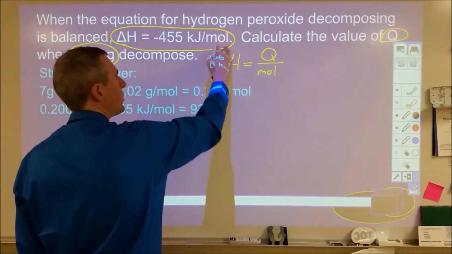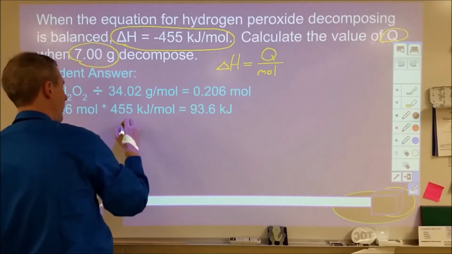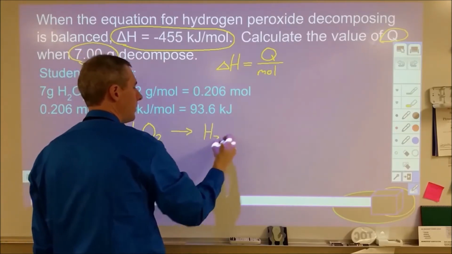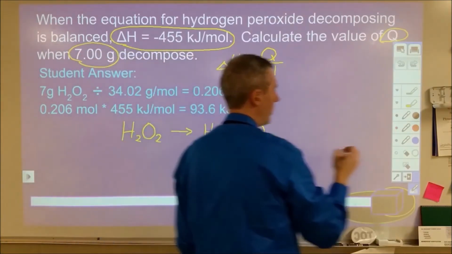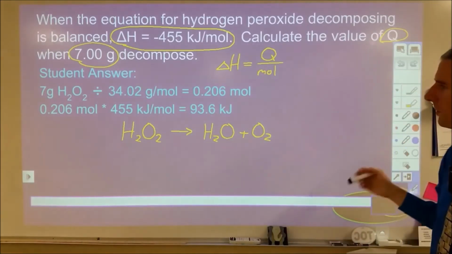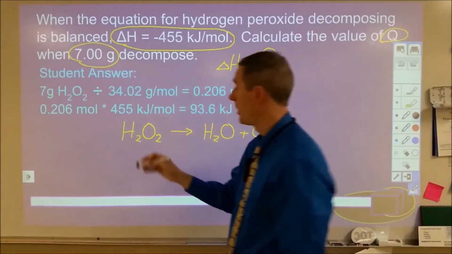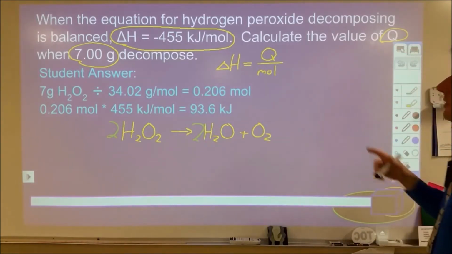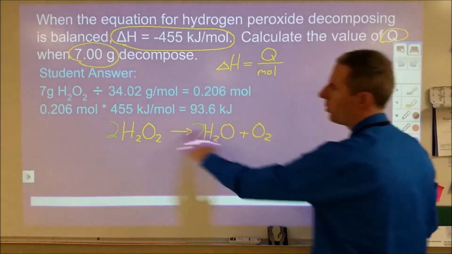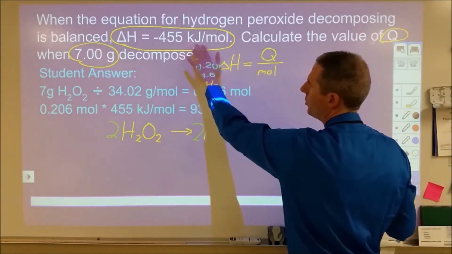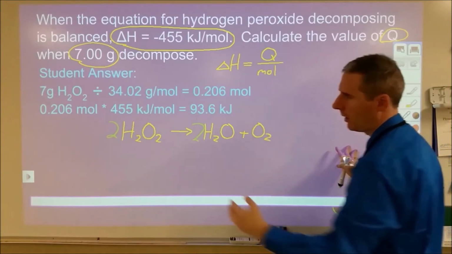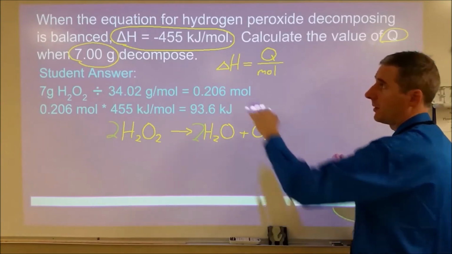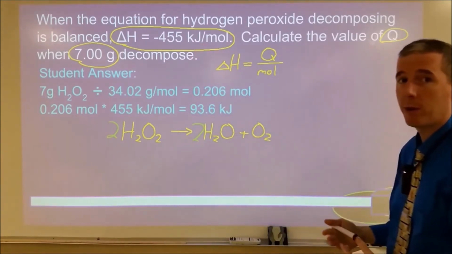They say when the equation for hydrogen peroxide decomposing is balanced. So hydrogen peroxide decomposing, H2O2, yields water and oxygen gas. It probably should be a little clearer, but what they mean by balanced is balanced with whole number integers, so 2, 2, and 1. And that enthalpy then refers to this whole reaction. It's negative 455 kilojoules released per mole of reaction. What does that mean? That means if 2 moles of this decompose to form 2 moles of this and 1 mole of this, then this is the amount of energy released to the surroundings.